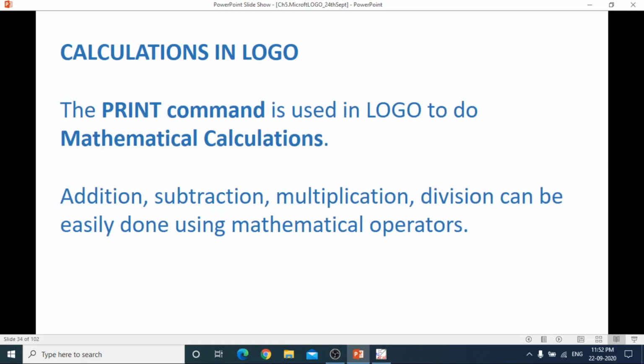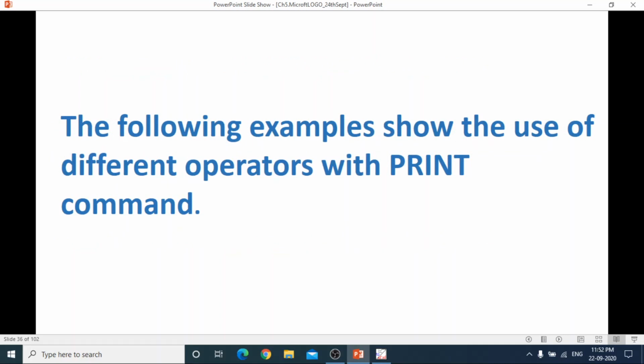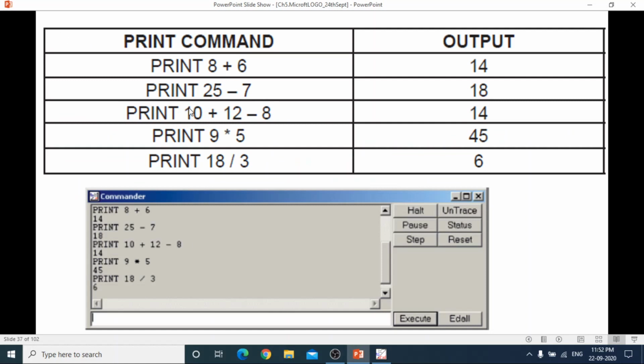Now calculations in Logo. The print command is used in Logo to do mathematical calculation. Which kind of calculation? Addition, subtraction, multiplication and division. How? Simply, after typing the print command, give one space and write the numbers with the correct operator. An arithmetic operator always has at least two inputs. One operator has two inputs. See the example now. Simply print, then space and the mathematical expression.